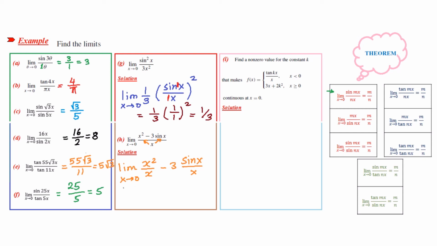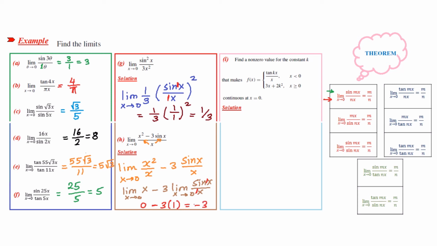So we have the limit of x minus 3 times the limit of sine x over x when x goes to 0. Now the limit of x when x goes to 0 is equal to 0, so you plug in 0 minus 3. Now sine x over x means sine 1x divided by 1x. And by using this one, the first one, it will be 1 over 1, which is equal to 1. And the answer is negative 3.